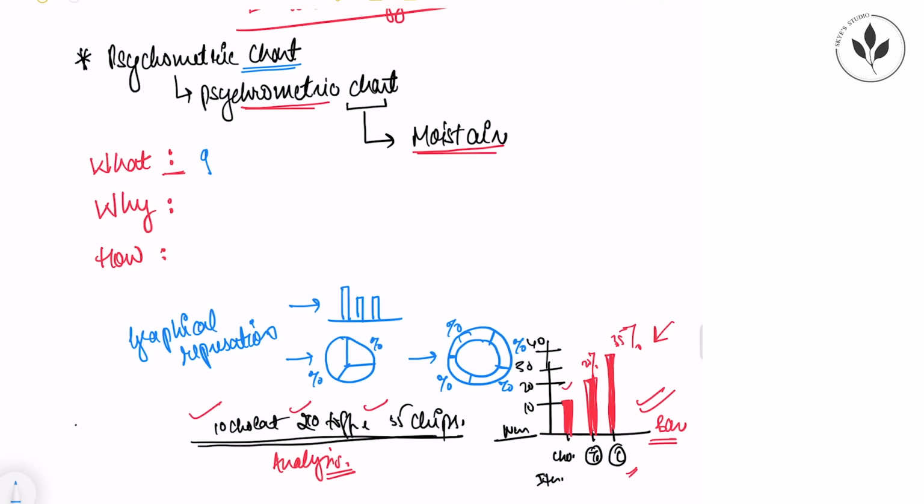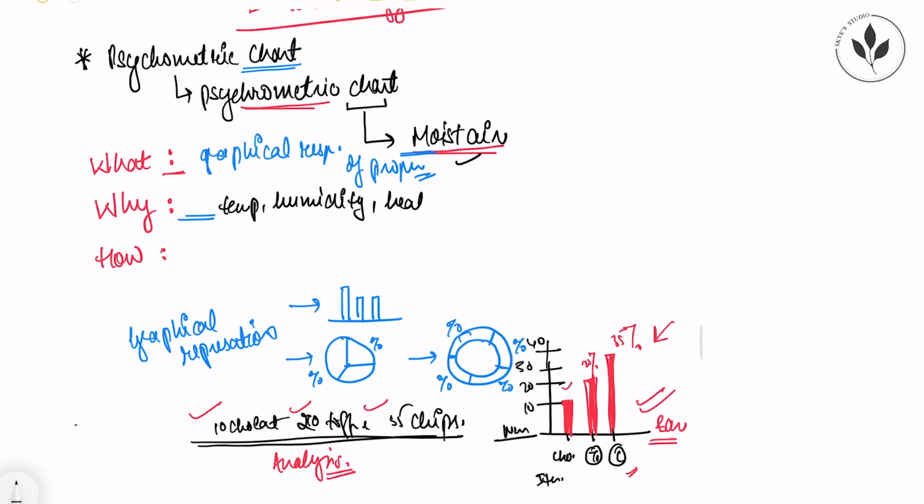So psychrometric chart, we can say, what is it? It is a graphical representation of the properties of moist air. So why do we do it? So that we can learn about the various conditions of the air, like temperature, humidity or heat inside the air.